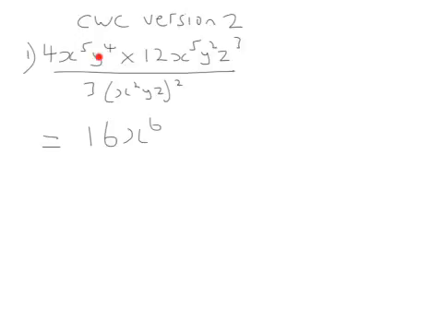Let's think about the y's. y to the power 4 times y squared, that's y to the power 6. That's divided by y squared. So y to the power 6 divided by y squared, that's y to the power 4. And finally the z's, z cubed divided by z squared, so that makes z.